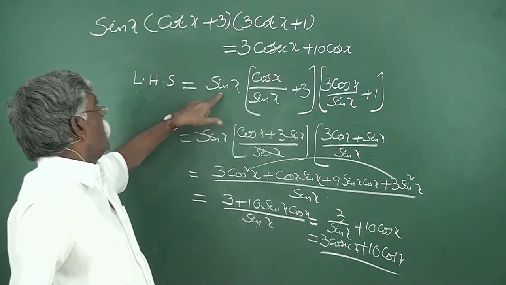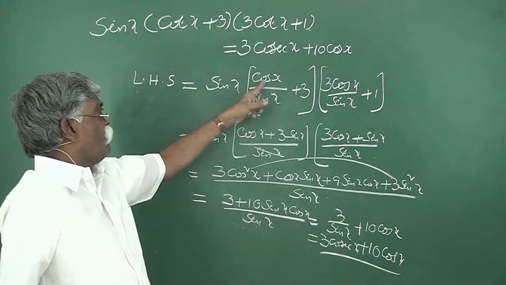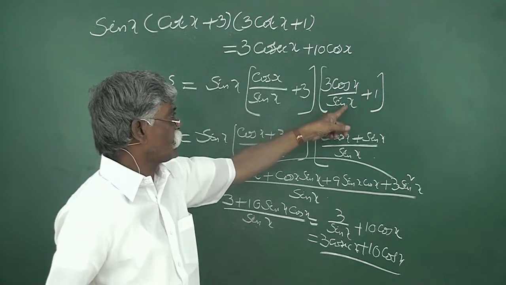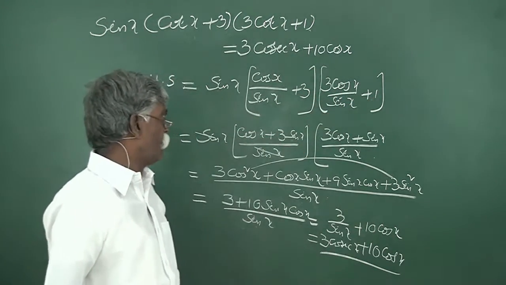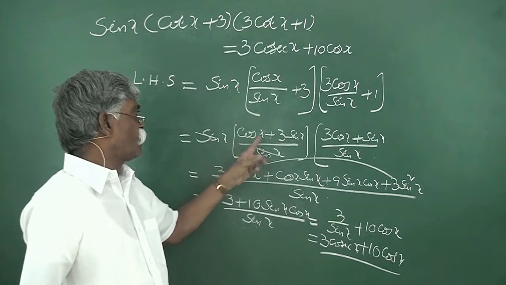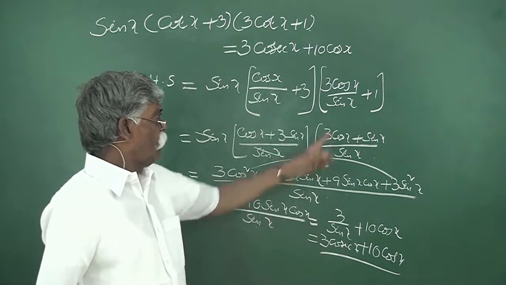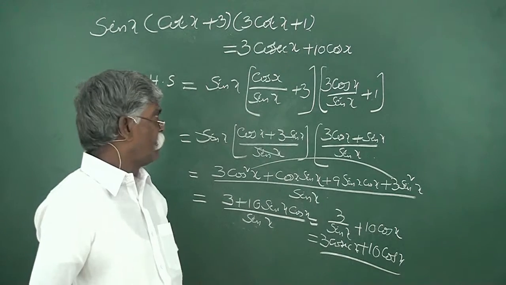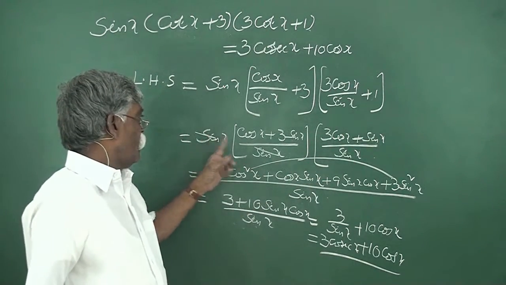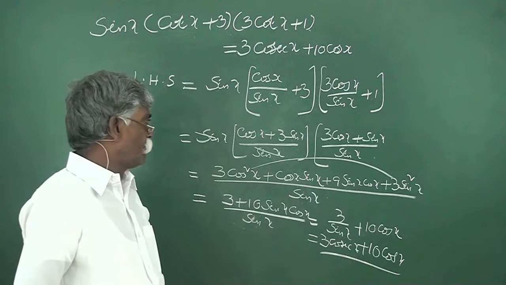So here sin x is here. Cot x is written as cos x by sin x plus 3. This is 3 into cos x by sin x plus 1. Here sin x is the LCM. Therefore, numerator cos x plus 3 sin x. Here also the LCM is sin x. In the numerator we will get 3 cos x plus sin x. Sin x and sin x gets cancelled.